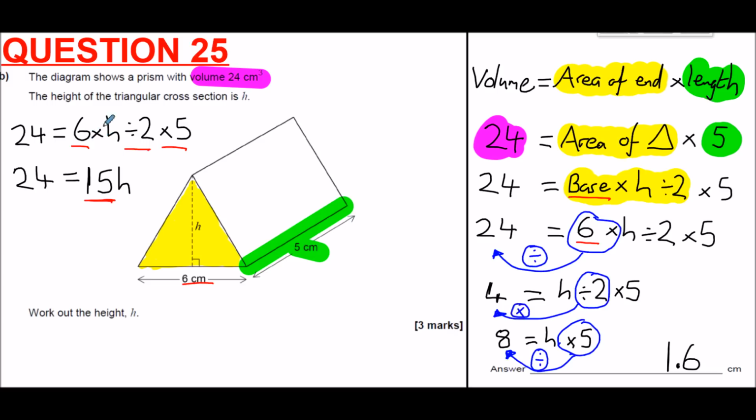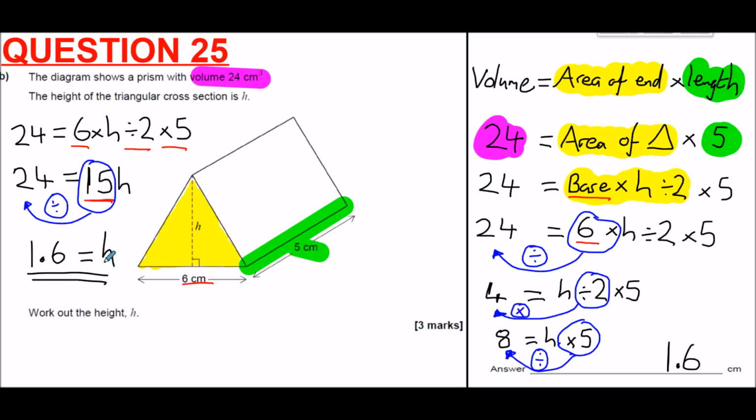Another way you can think of this is 6 times h is 6 h's. 6 h's divided by 2. Half of 6 h's is 3 h's. And then 3h times 5 is 15h, like we get here. And so, doing it this way, we can then just do the next part in one step. What we need to do is find what 1h is. That 15 is multiplying the h. Opposite of multiplying is dividing. And so h would be 24 divided by 15, which again, you'd get 1.6.